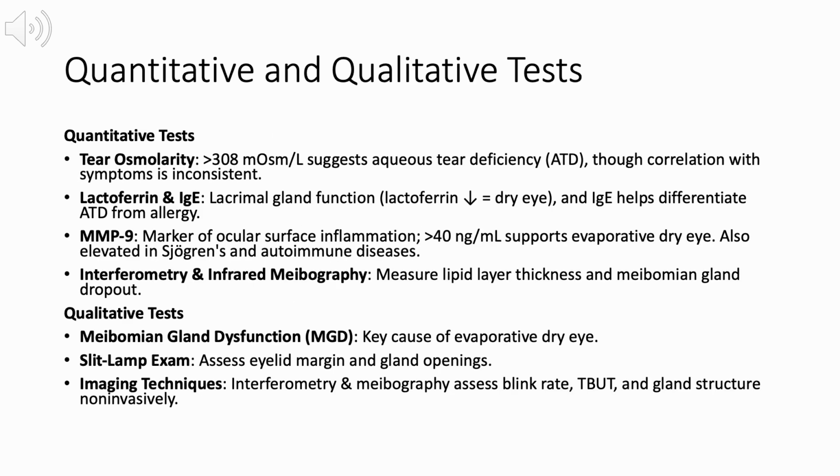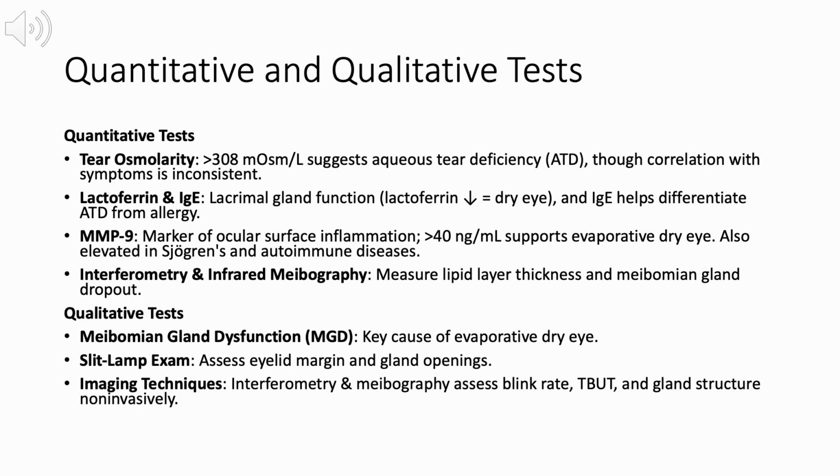Quantitative tests help measure biochemical and structural changes in the tear film. Tear osmolarity above 308 milliosmoles per liter is indicative of aqueous tear deficiency, though it doesn't always correlate with symptoms. Lactoferrin levels reflect lacrimal gland function, with low levels supporting a diagnosis of dry eye. IgE testing is useful for distinguishing aqueous tear deficiency from allergic conjunctivitis.